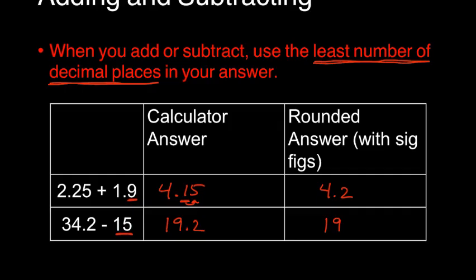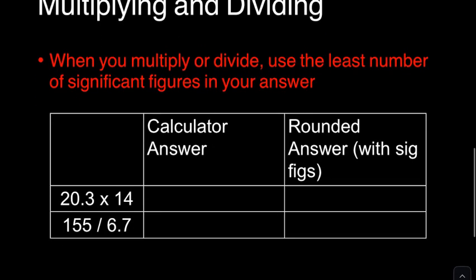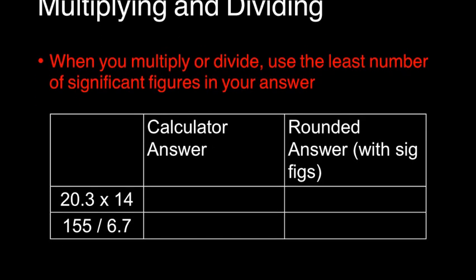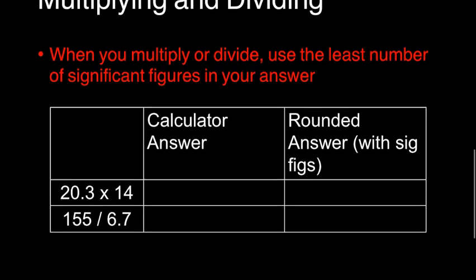Now, there is a rule, unfortunately, that does deal with the number of significant figures, and that's multiplying and dividing. Multiplying and dividing says that we do care about the number of significant figures, and we should use the least number of significant figures. When we multiply and divide, we figure out which of the two numbers has the fewest number of significant figures, and it should match the fewest number of significant figures when we round our answer.